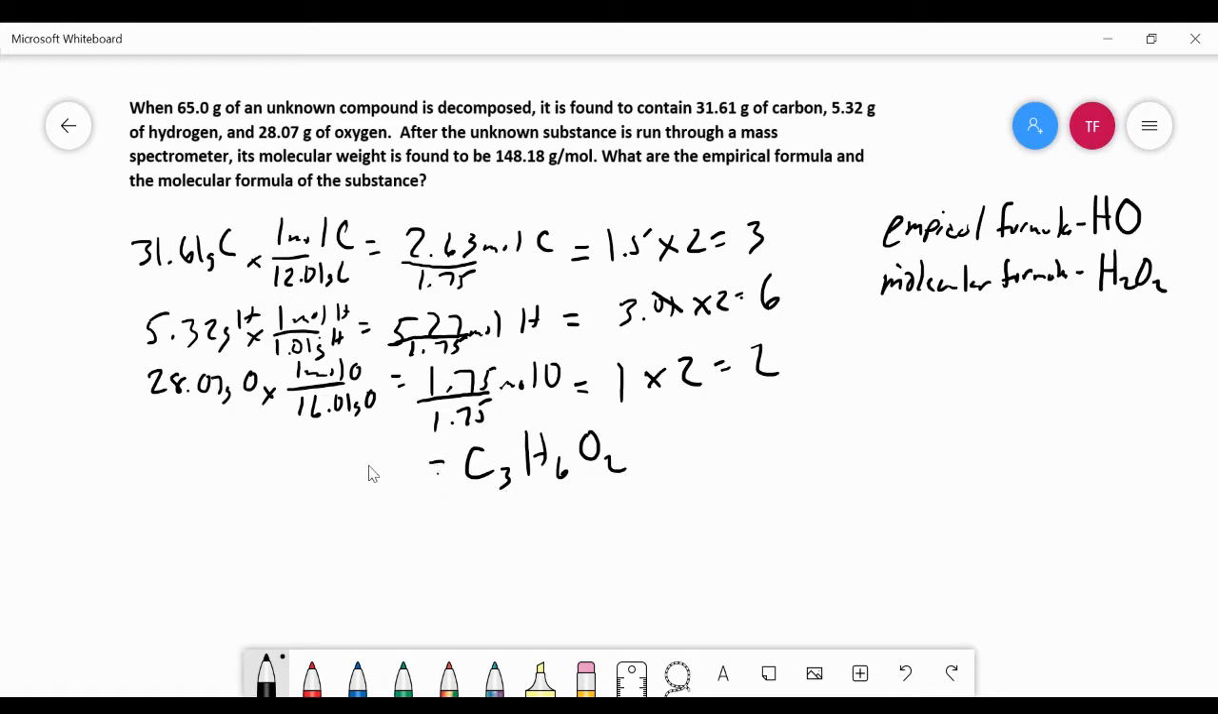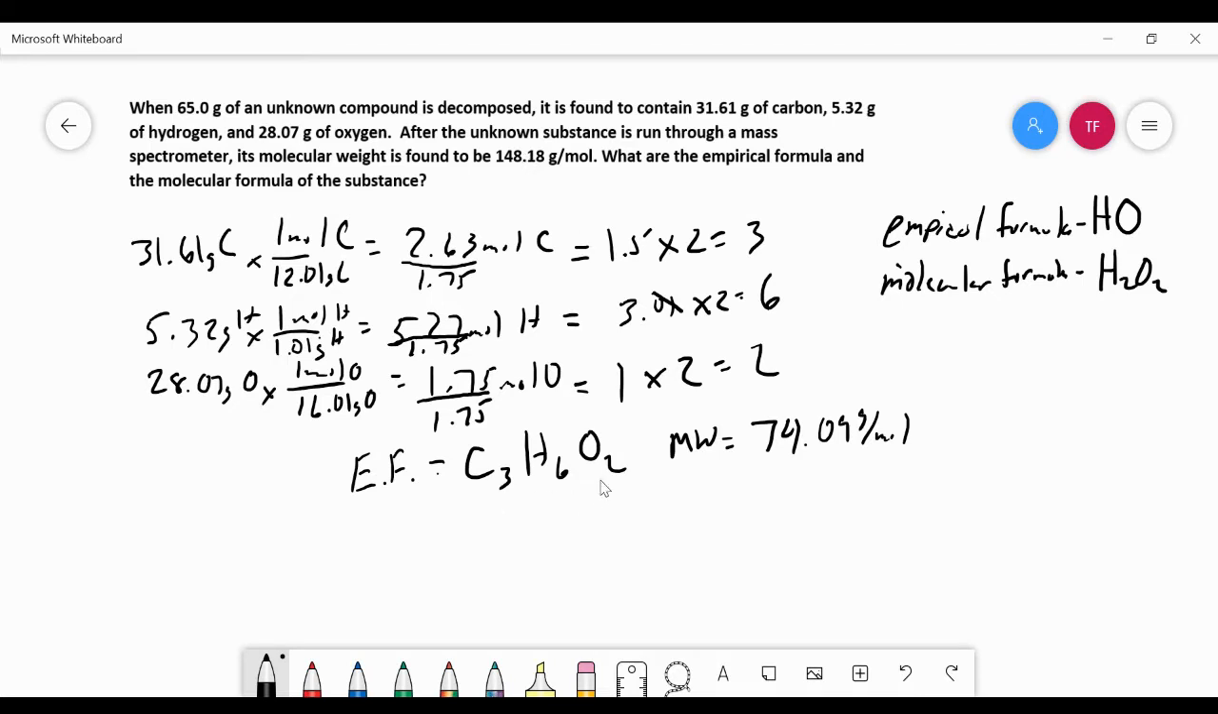So the empirical formula is simply changing our grams into moles and then figuring out the whole number ratio of the elements in the compound. Now the question is, does the molecular weight of this empirical formula add up to 148.18? So what we're going to do is add up 3 carbons, 6 hydrogens, and 2 oxygens and figure out the molecular weight of this empirical formula. If you do that, 3 times 12.01 plus 6 times 1.01 plus 2 times 16, you get 74.09 grams per mole.